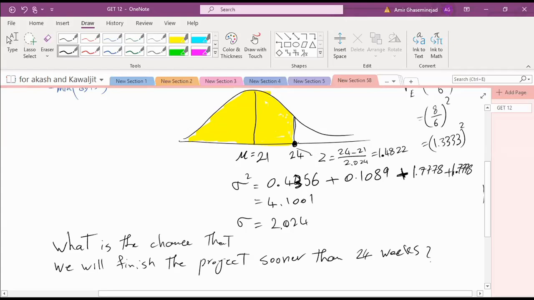So we are 1.48 standard deviations above the mean expected time. What is the chance that we will finish the project before 21 weeks? It should be 0? No. The expected completion time of the project based on the calculations that we did is 21. Basically, the mean completion time is 21. What is the chance that we will finish the project sooner than 21, up to 21?